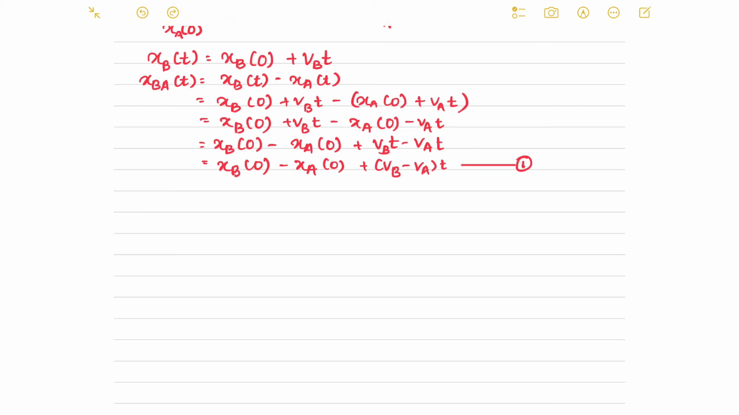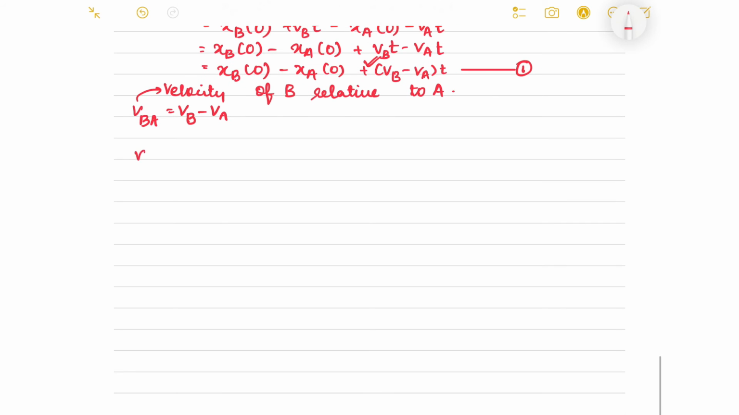From equation 1 we can come to the conclusion that as seen from object A, object B has a velocity Vb minus Va, because the displacement from A to B changes steadily by the amount Vb minus Va in each unit of time. Velocity of B relative to A is given by Vba is equal to Vb minus Va. And the velocity of A relative to B, Vab, can be written as Va minus Vb. This is nothing but minus of (Vb minus Va), which is equal to minus Vba.